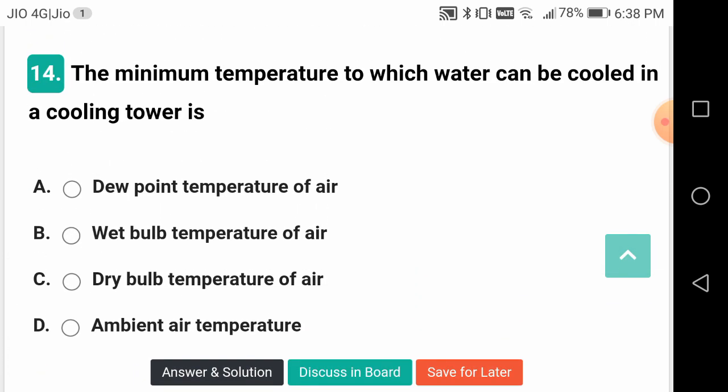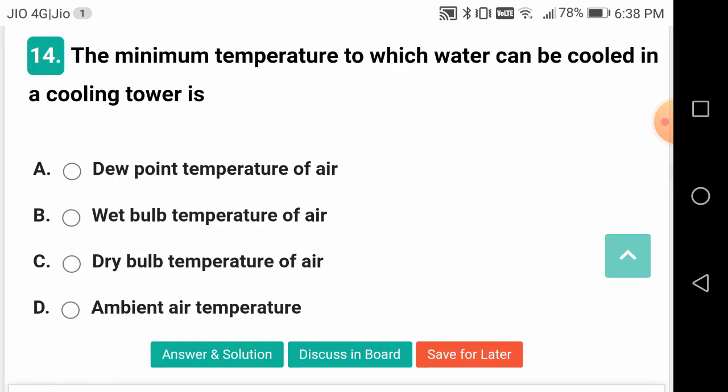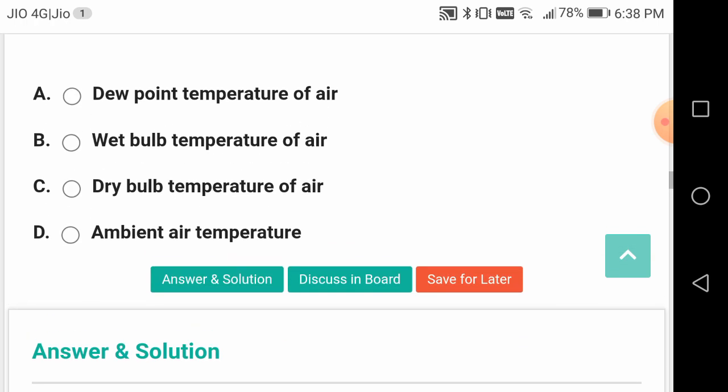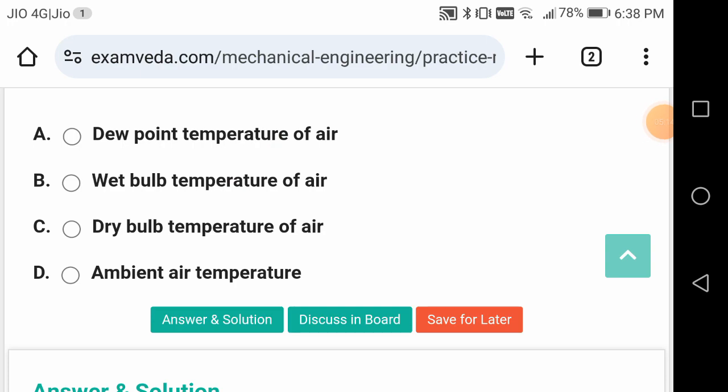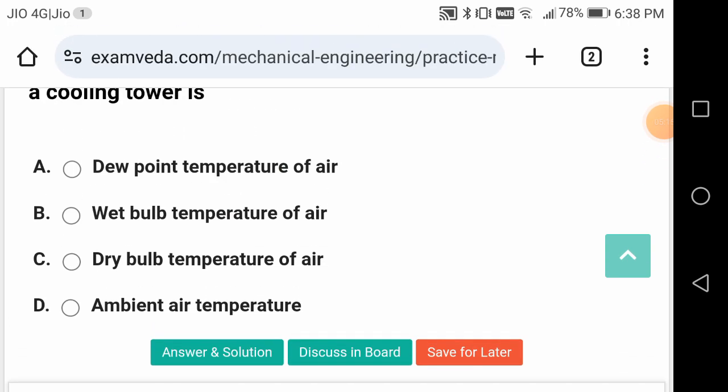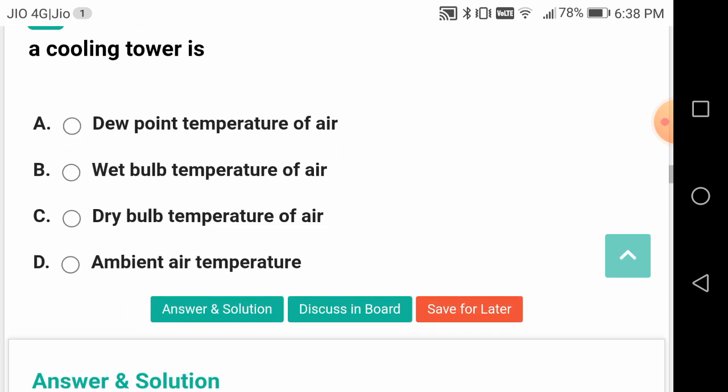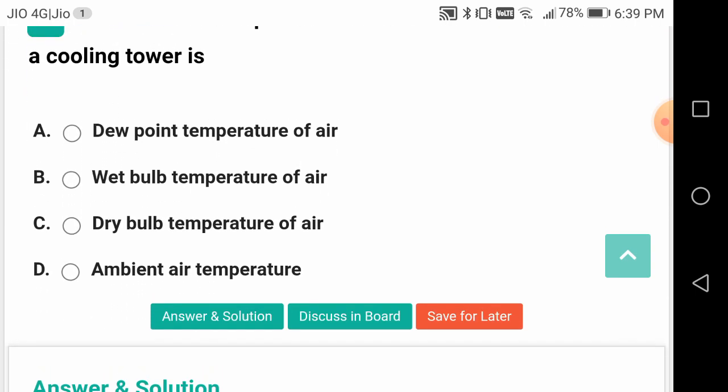Cooling towers are used in thermal power plants to cool the water. So what is the answer? The answer for this is B, wet bulb temperature of the air. There are three temperatures, friends, for air: dry bulb temperature, wet bulb temperature, and dew point temperature. Dew point temperature is the temperature at which the water vapor in the air-water vapor mixture is going to get condensed if it is cooled below that temperature.